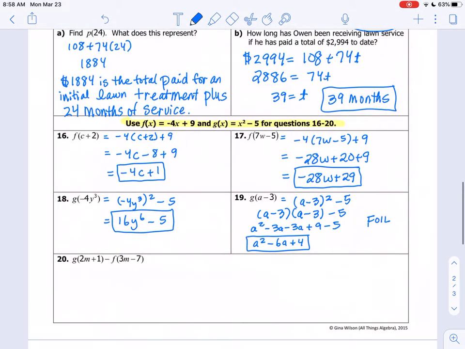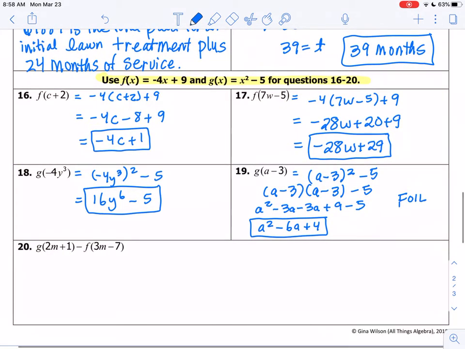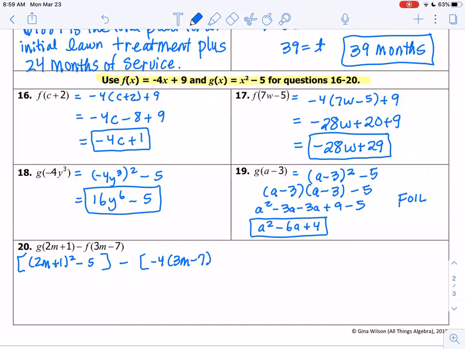And then the last one looks a little bit more complicated, but it's not too bad. It does take a little bit more work than the others because it's like 2 problems in one. But let's see, g of 2m plus 1. So that would give us 2m plus 1 squared minus 5 for the first one. Okay, I'm going to put that in a bracket. The second one I'm putting in the bracket also, especially because of the negative there. We're subtracting f of 3m minus 7. So that would be negative 4 times 3m minus 7 plus 9.